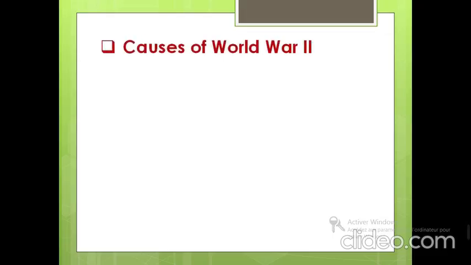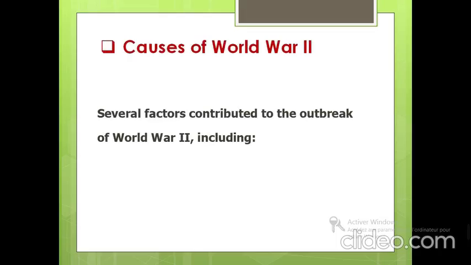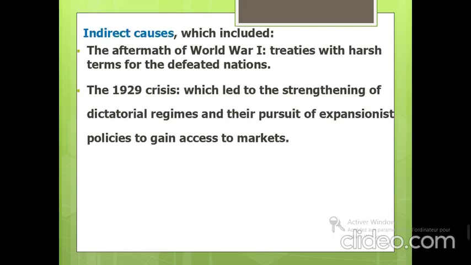Causes of World War II. Several factors contributed to the outbreak of World War II, including indirect causes, which included the aftermath of World War I, treaties with harsh terms for the defeated nations, the 1929 crisis, which led to the strengthening of dictatorial regimes and their pursuit of expansionist policies to gain access to markets.